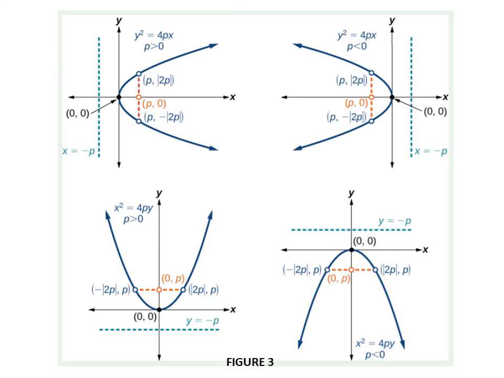From the figure, when p is greater than 0 and the axis of symmetry is the x-axis, the parabola opens right. When p is less than 0 and the x-axis is the axis of symmetry, then the parabola opens left. For the case when p is greater than 0 and the axis of symmetry is the y-axis, the parabola opens up. And when p is less than 0 and the axis of symmetry is the y-axis, the parabola opens down.